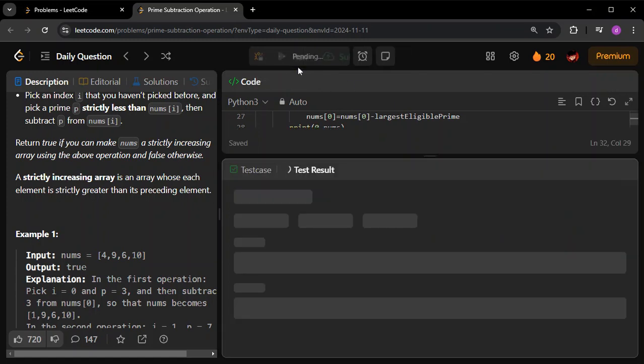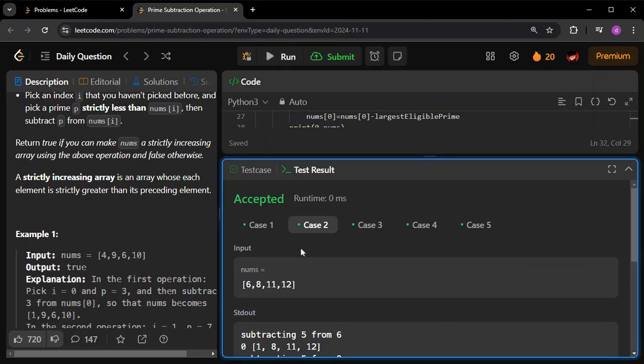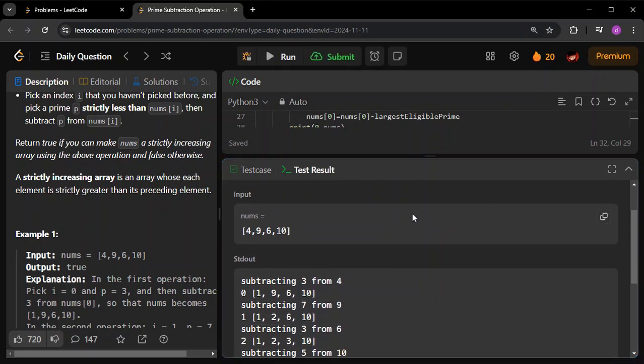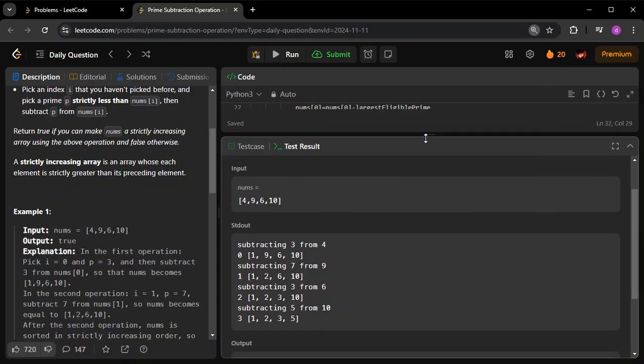Okay, let me quickly run this and show you how it works. I will again trace the first example with this. Let me increase this and reduce the zoom. So let us start now. See, here 4 is there, right? So I'm going to subtract 3 from 4. What I'm going to get is 1 here, and the rest of the elements remain the same after the first step.